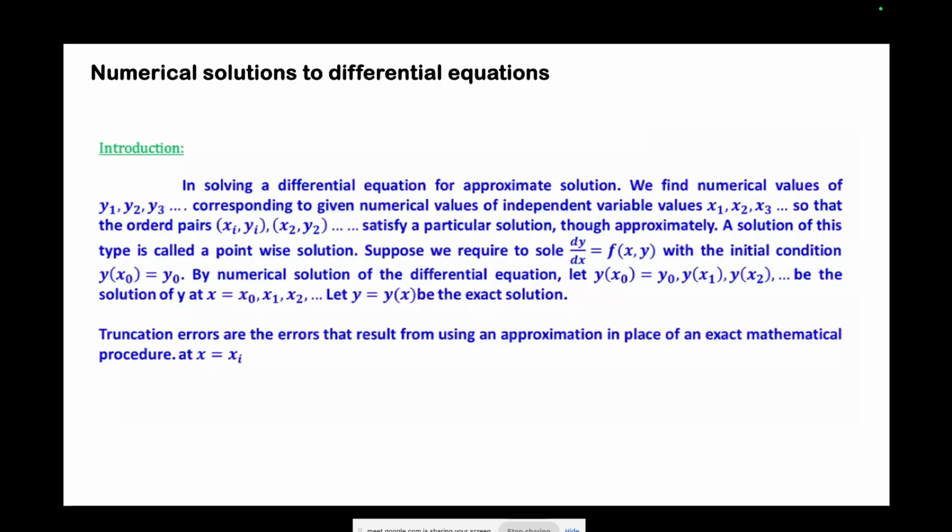So this is a little bit approximated. It will never give you the exact solution. This is always an approximate solution, but it tells you fairly well about how the system is behaving. In solving a differential equation for an approximate solution, you find numerical values of y1, y2, y3 corresponding to given numerical values of the independent variable, assuming y is your dependent variable and x is your independent variable. So you assume some values of x, and you find out the values of y. And if you plot them, you can get an idea of how the system is working.